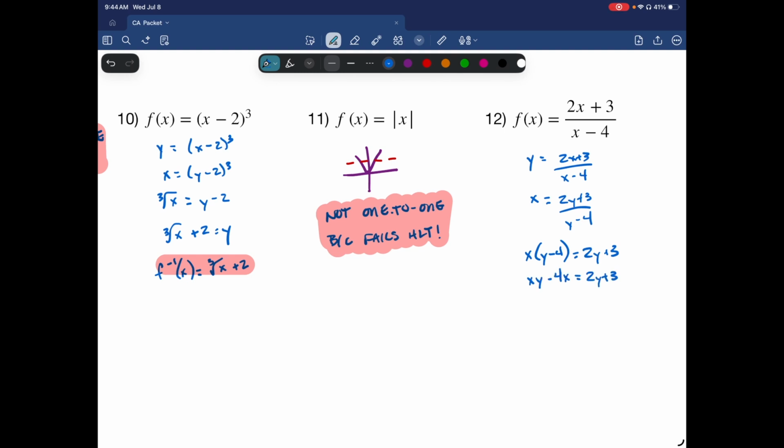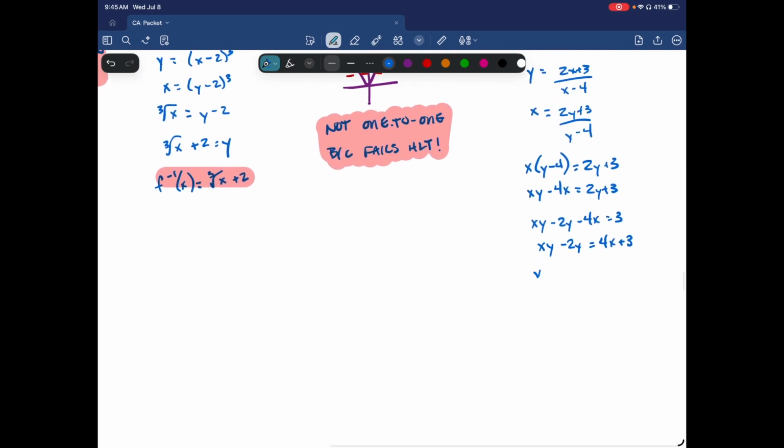Get all the y's on the same side. So it's going to be xy minus 2y minus 4x equals 3. xy minus 2y equals 4x plus 3. Take out the y, so you have y times x minus 2 equals 4x plus 3. Divide by everything that's not y, so you get y equals 4x plus 3 over x minus 2. Put it in proper notation. My inverse is going to be 4x plus 3 over x minus 2.